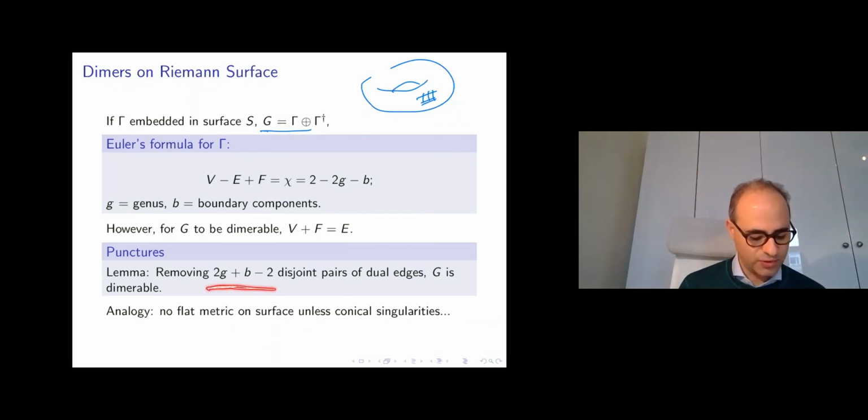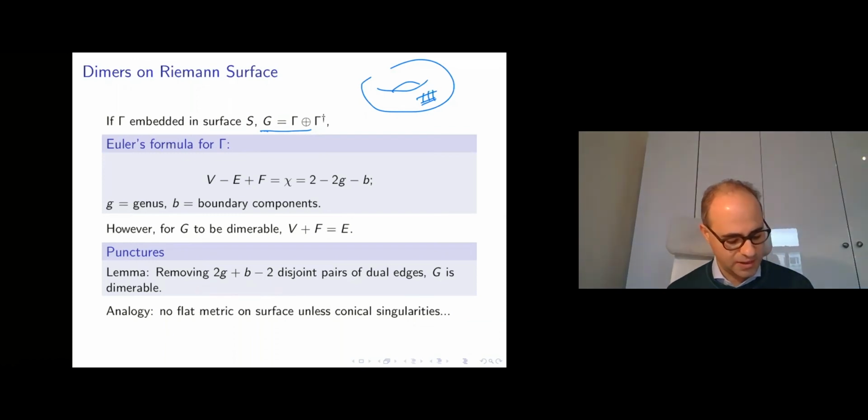And in general, the number of edges you have to remove is given by that, so that you get really a bipartite graph when you do it. And then it turns out when you have that, you have really a graph that has dimer configurations. So it's dimerable.